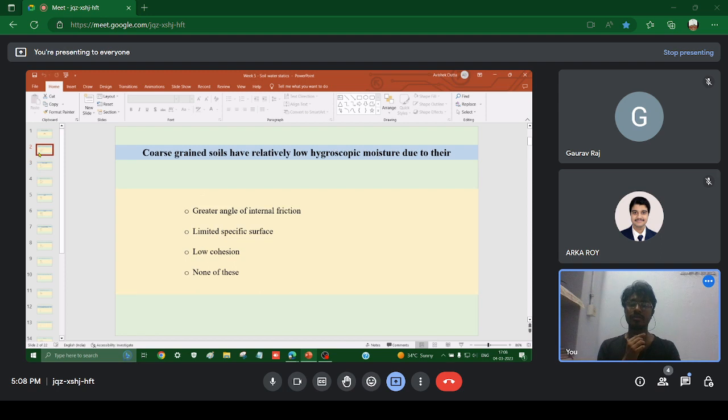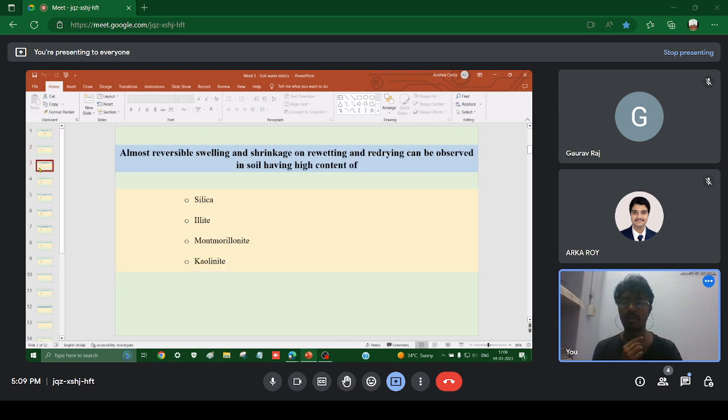This is the fifth live session, and the first question is, coarse grained soils have relatively low hygroscopic moisture due to their. What is the reason behind the low hygroscopic moisture of coarse grained soil? The options are greater angle of internal friction, limited specific surface, low cohesion, or none of these. The second question is, almost reversible swelling and shrinkage on re-wetting and re-drying can be observed in soil having high content of? The options are silica, illite, montmorillonite, or kaolinite.